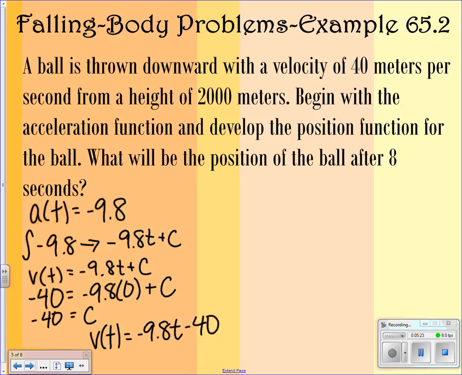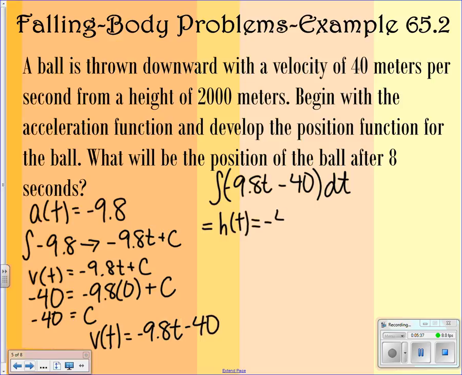Now we integrate that, and your variable of integration is a t. And if you integrate that, that'll give you your height function, which is negative 4.9 t squared minus 40t, and then don't forget your plus c. And then it tells us the height originally was 2,000. So when our time is 0, our height is 2,000.